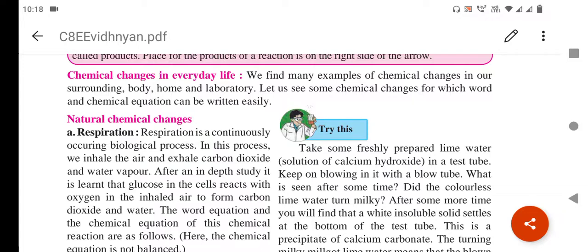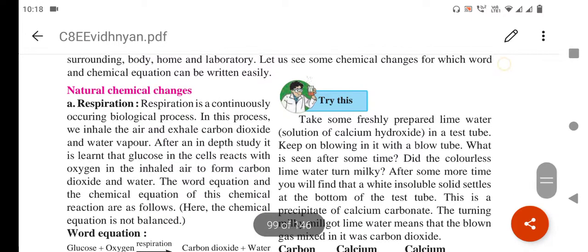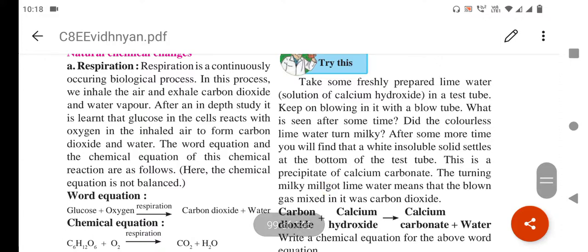Natural chemical change. The first one is respiration. Respiration is a continuously occurring biological process. In this process, we inhale air and exhale carbon dioxide and water vapor. After an in-depth study, it is learned that glucose in the cell reacts with oxygen in the inhaled air to form carbon dioxide and water. The word equation and the chemical equation of this chemical reaction are as follows. Here the chemical equation is not balanced.